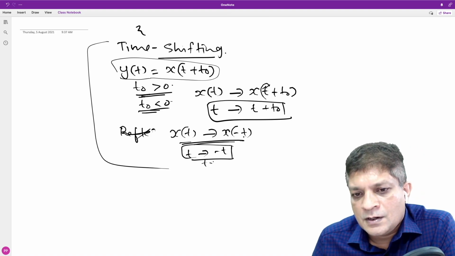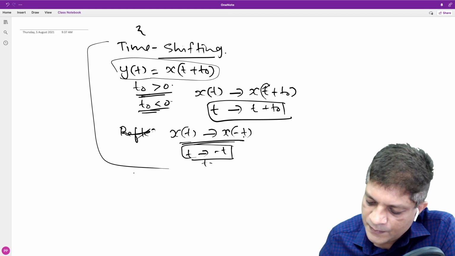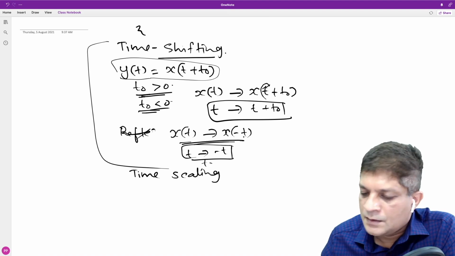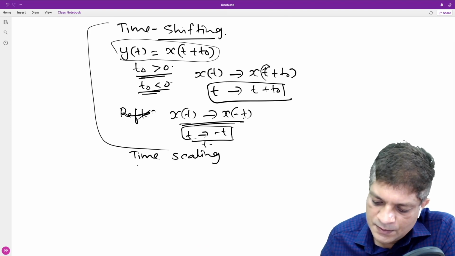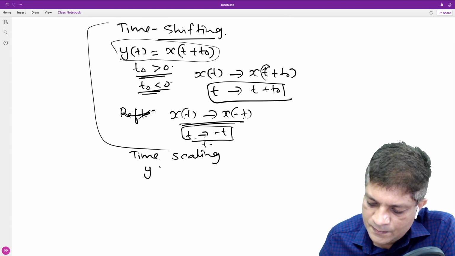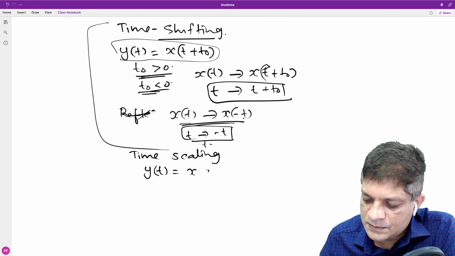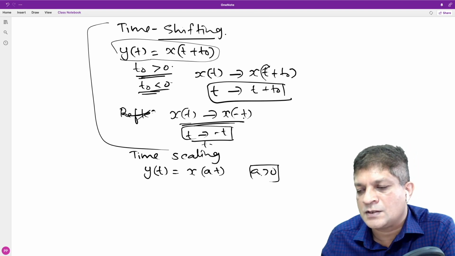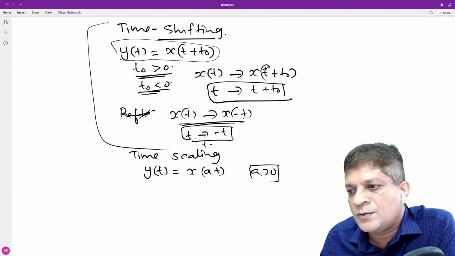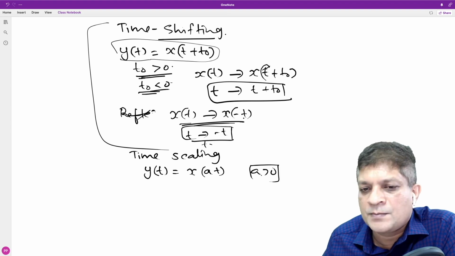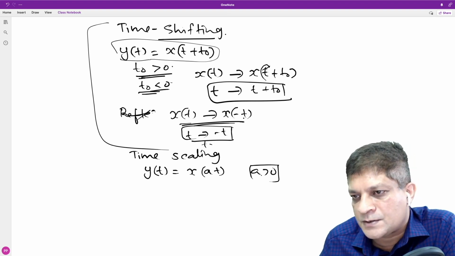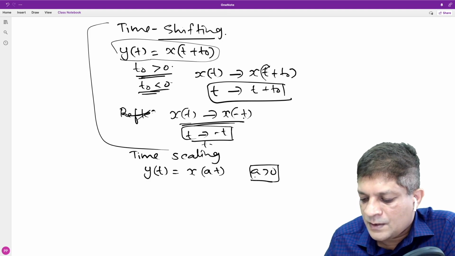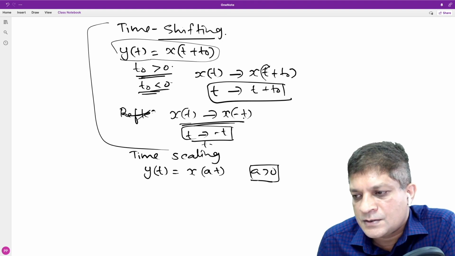So the third basic operation is time scaling. The time scaling operation has the general form y(t) equal to x(at), where a is greater than 0. If a is less than 0, there will be an additional time reflection operation. We'll discuss those combinations later. Right now, let us assume that a is greater than 0.